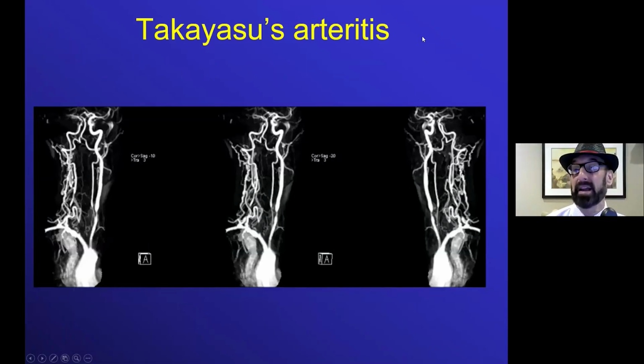Rarely we will see Takayasu's arteritis affect the carotid arteries. This is an example of that, where you see a focal area of narrowing, actually 2 areas of narrowing in this carotid artery in a patient who had bad disease affecting the right-sided subclavian artery as well.